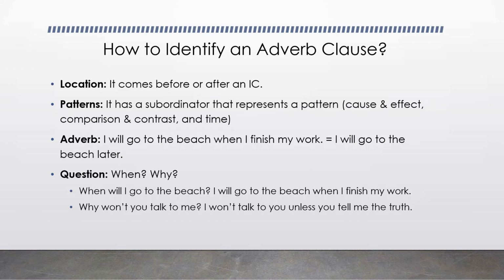How do we identify adverb clauses in a sentence? We must consider four factors. The first and the most important one is location. An adverb clause always comes before or after an independent clause because it modifies that independent clause. Also, an adverb clause begins with the subordinators that show a pattern such as cause and effect, comparison and contrast, and time. Also, an adverb clause can be replaced by an adverb.